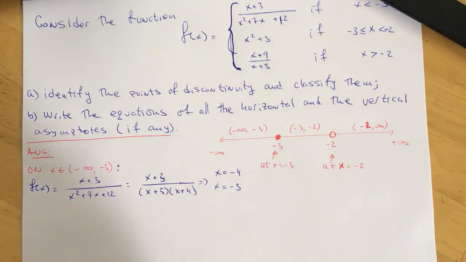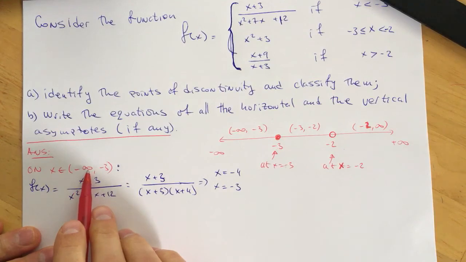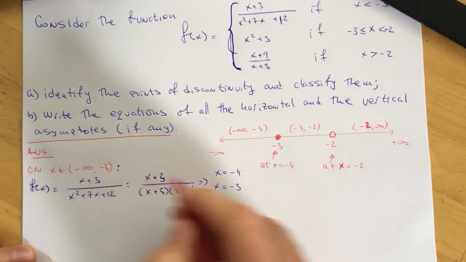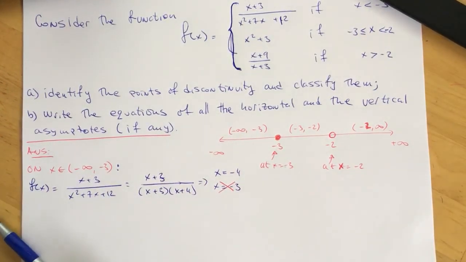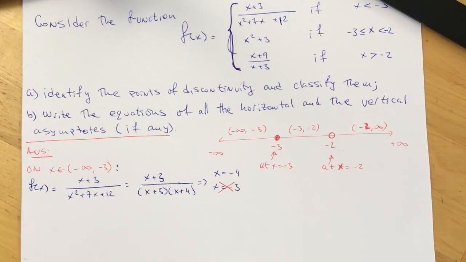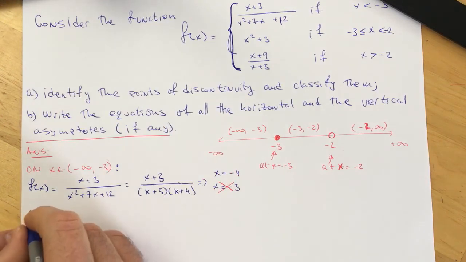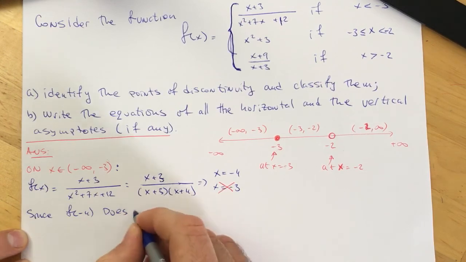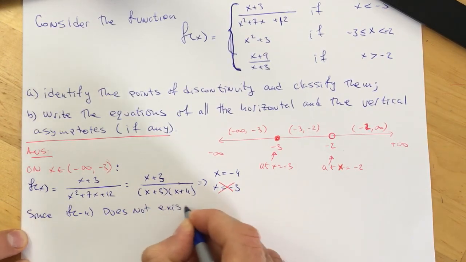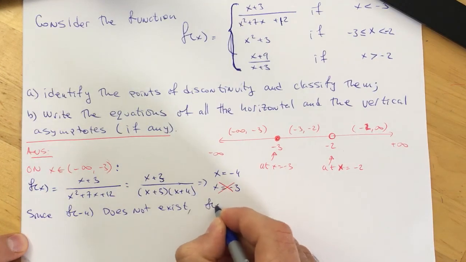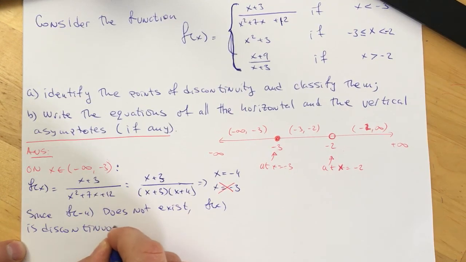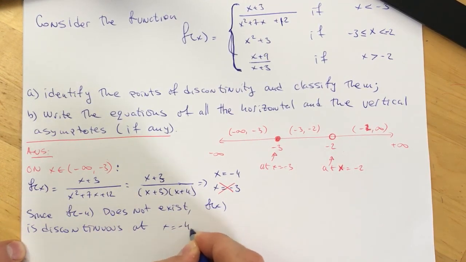But now be careful, x = -4 indeed belongs to this interval, but x = -3 doesn't belong. Why? Because it's not included in this interval. So we're not going to talk about the point x = -3 yet. So definitely, since f(-4) does not exist, we can say that f(x) is discontinuous at x = -4.